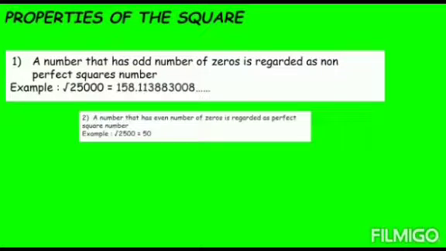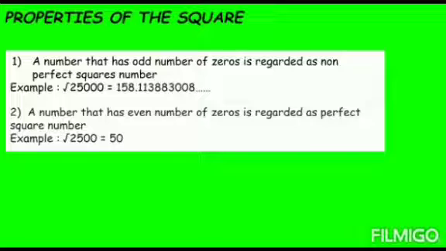The second property is that a number that has an even number of zeros can be a perfect square. For example, the square root of 2500 is 50. In this, the number ends, so it is a perfect square. Hence, this condition is also proved.